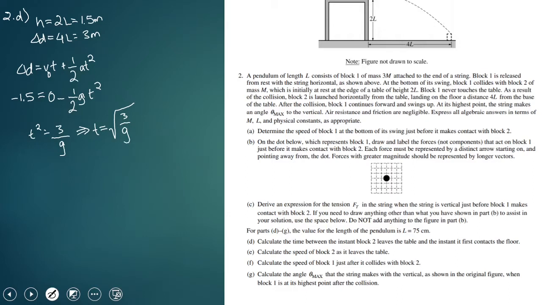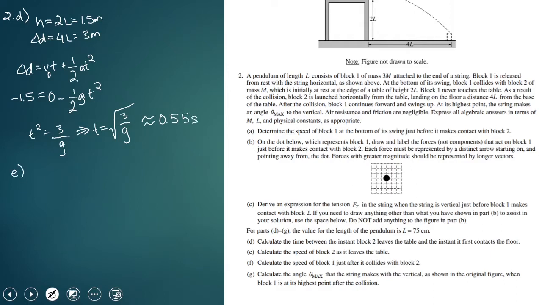And so, while you should be able to leave it like this because it said that you can leave your answers in terms of physical constants, if you did want to solve, you should get, I'll plug it into my calculator, something like 0.55, I believe. Square root of 3 divided by 10. And I get 0.547. So I'm just going to round that. 0.55 seconds. Alright, so that was part D.